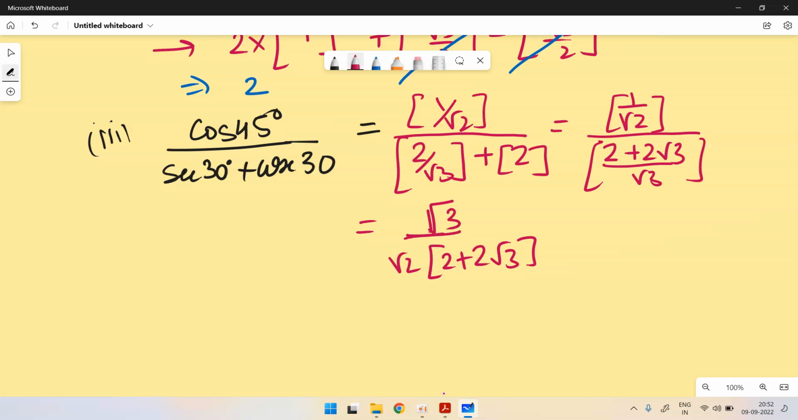So it is root 3, or you can even write it as root 3 by 2 root 3 plus 2 root 6.